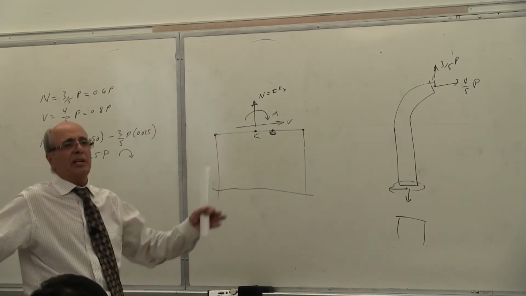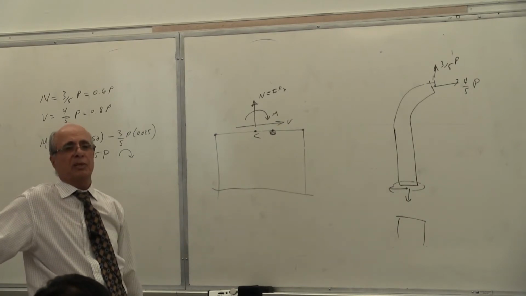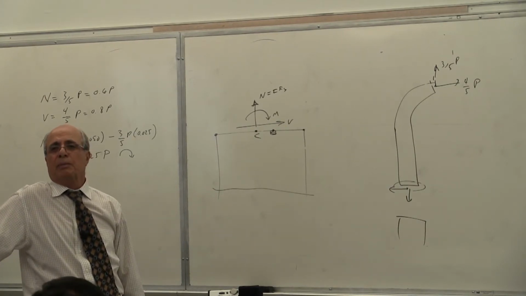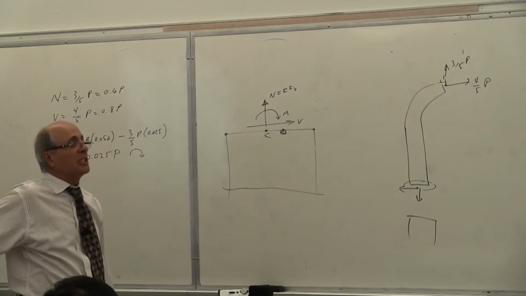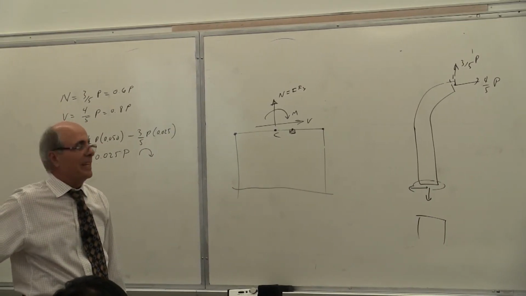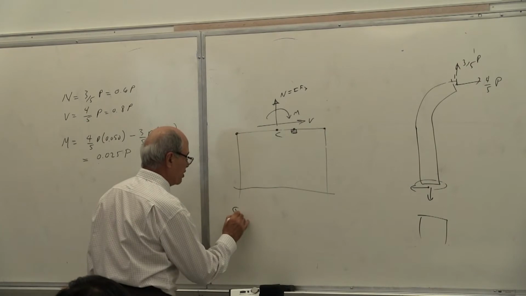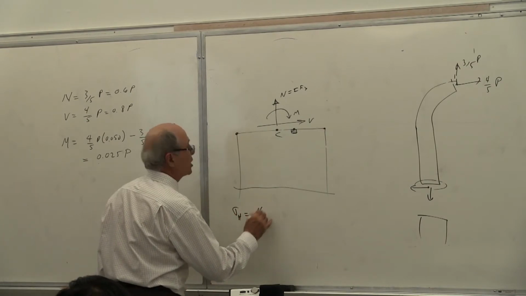N everywhere is uniformly distributed. Stress equal to N over A. Is it tension or compression? It is tension. So you put sigma H, so N over A, because H is here.